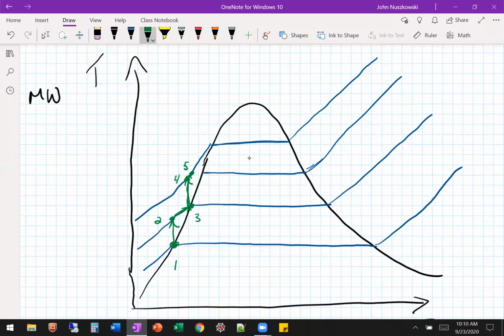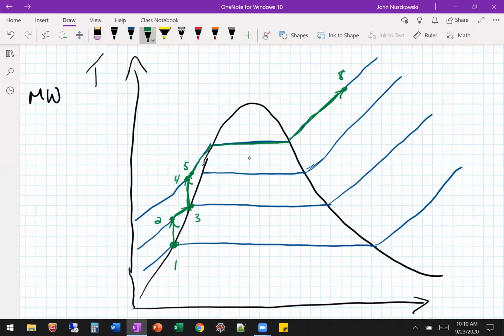Okay, and now we're out of the closed feed water heater, and we go through our boiler, and that takes us all the way. We're adding entropy because we're adding in heat, and that takes us all the way to our superheated region right here. So that's 8.